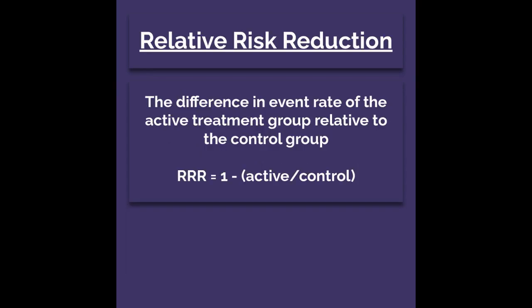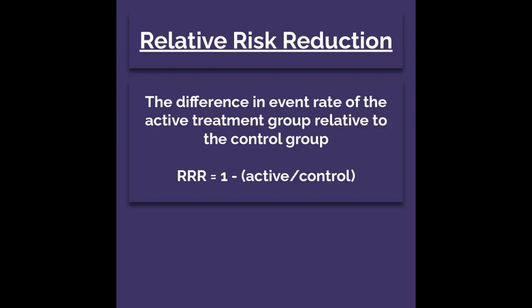Relative risk reduction is the difference in event rate of the active treatment group relative to the control group. And as an equation, this is calculated using 1 minus the rate of the active group divided by the rate of the control group. And while this might seem to be the same thing as hazard ratio, it's not.